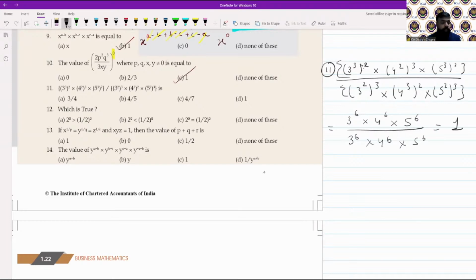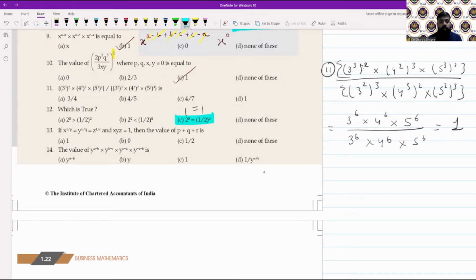Sadhana says option number C. Nitil Soni says 1. Harsh is saying 1 is the answer. Yes, so option number C is correct because anything having power 0 is equal to 1. So on both the sides, we are having power 0. So 1 is equal to 1. So it will not be less than, it will not be greater than, but it will be equal. So option number C is the correct answer. All right.